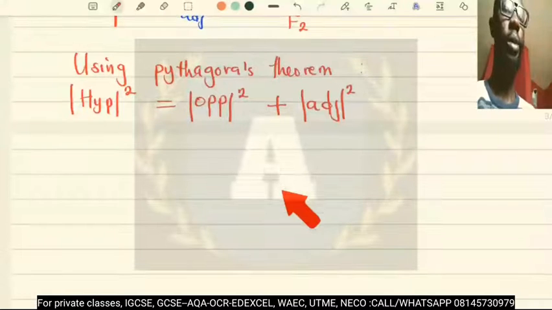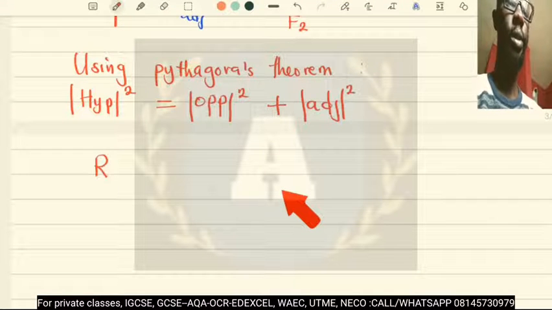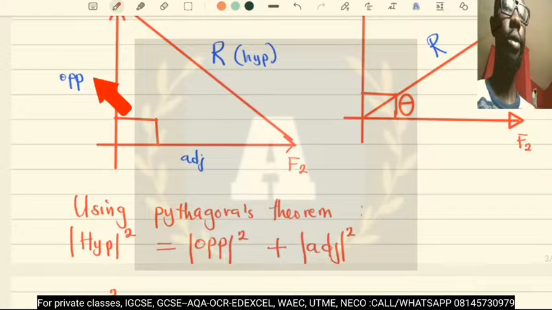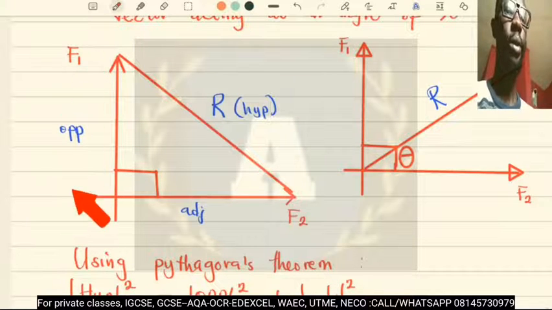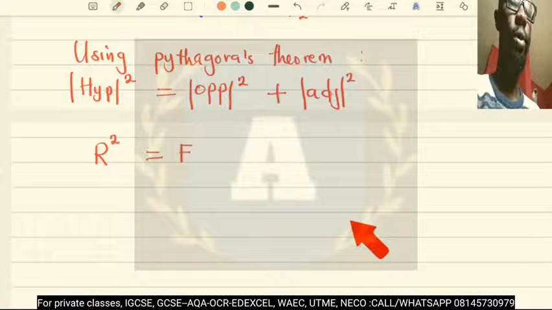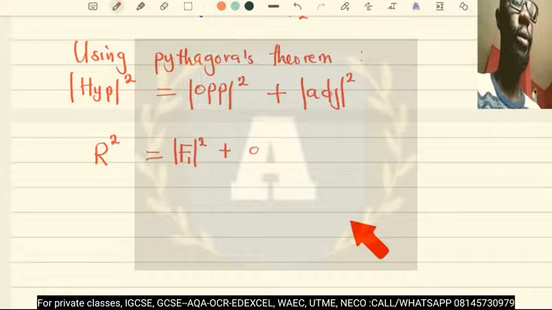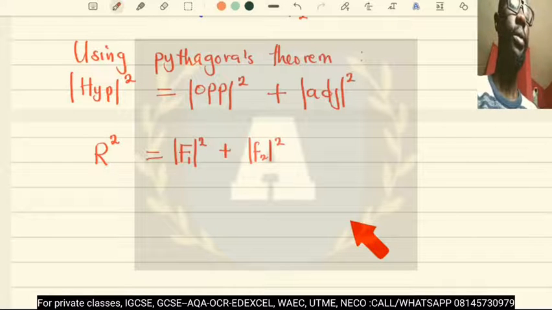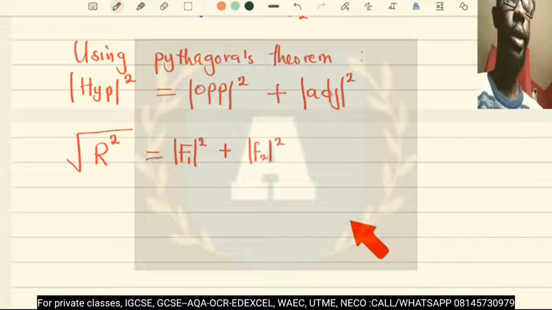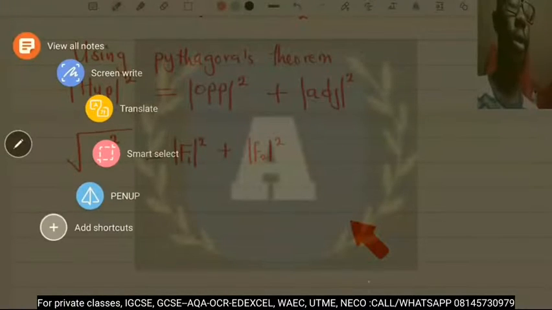Now the hypotenuse, which we represent as our resultant, so resultant square is equal to the opposite, which is now F1, plus the adjacent, which is F2. So you can quickly write that F1 square plus F2 square. Okay, so now as you have it, we can square root both sides. Now on square rooting both sides, so what do we have?